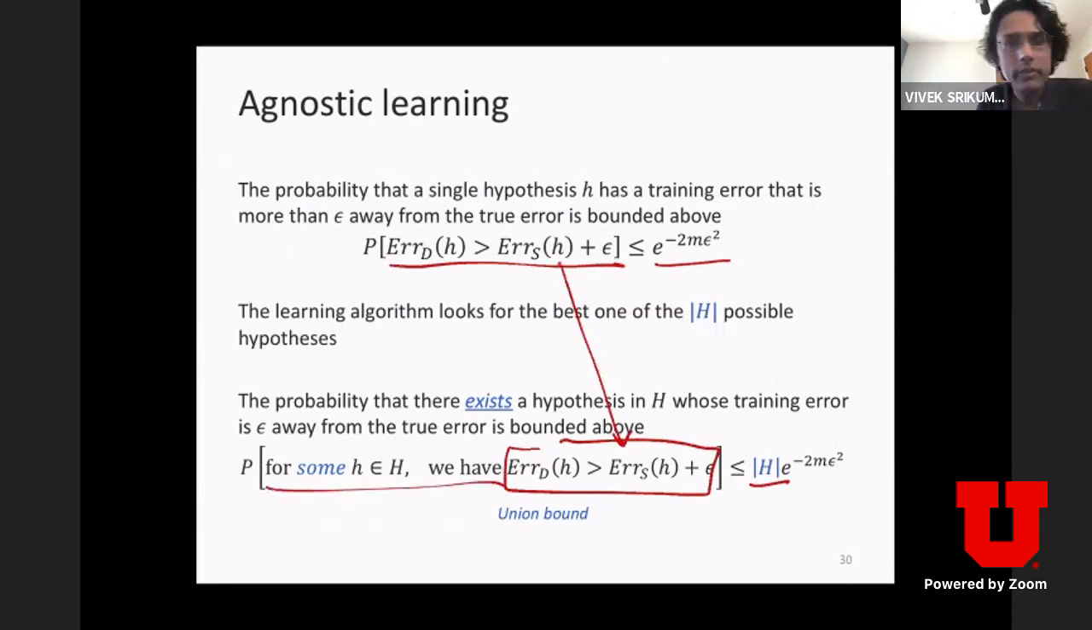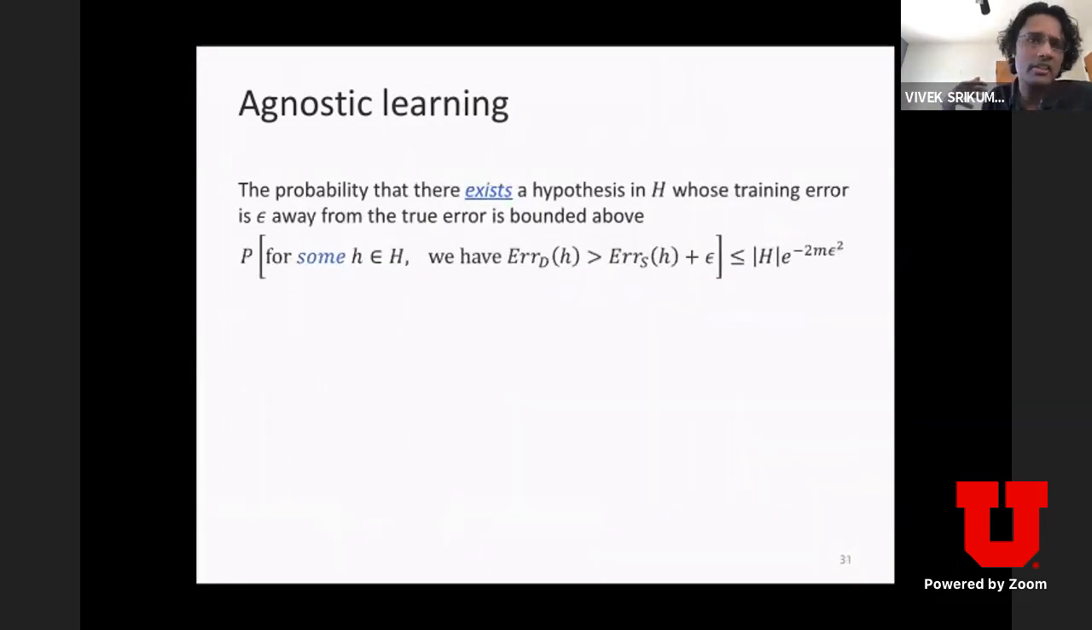What we have done here is the union bound. We've seen the union bound in the previous lecture for the consistent classifier case. The probability that this particular hypothesis has an error that's more than epsilon away is bounded by e to the power minus 2m epsilon squared. The probability that there is at least one hypothesis that has that property is bounded by size of H times e to the power minus 2m epsilon squared. This is just saying that the probability that there's some classifier that is bad is less than this.